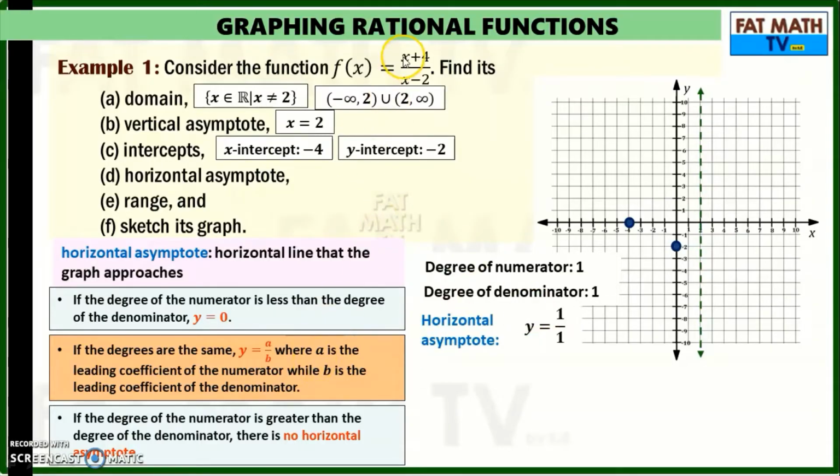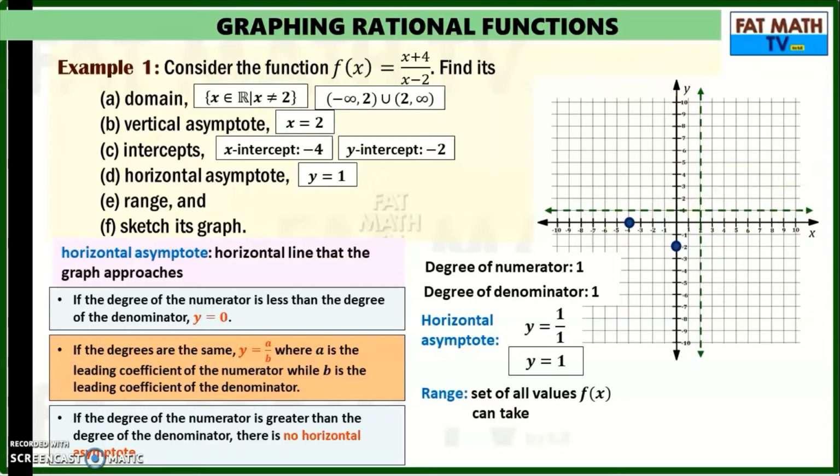What is the leading coefficient of x plus 4? Of course, 1, because the coefficient of x here is 1. And then the leading coefficient of the denominator, the leading coefficient of x, the coefficient of x here is 1. So y equals 1 over 1. So that is 1. 1 divided by 1 is 1. So therefore, the horizontal asymptote is y equals 1. So y equals 1 is a horizontal line that passes through y equals 1 on the y-axis. So this is y equals 1.